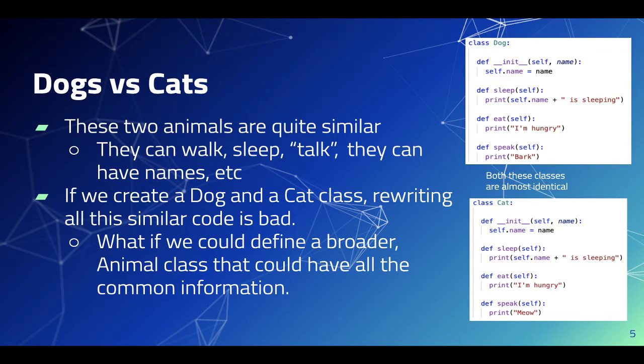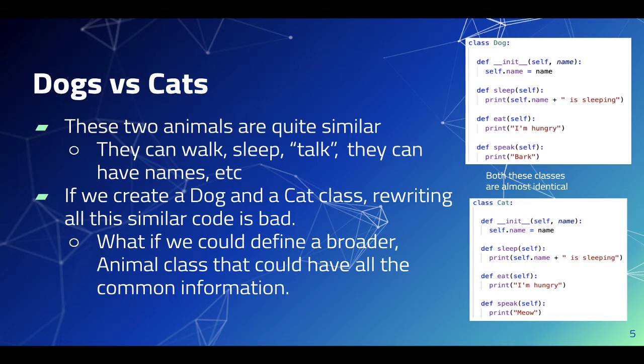So let's look at this dog and cat example. These two animals are quite similar, right? They can walk, they can sleep, they can talk, as in make any type of sound that they usually make, like a dog would bark, a cat would meow, and they can have names, etc. So there are a lot of similarities between these two classes. If we create a dog class and a cat class, rewriting all this similar code is not that good. It's not recommended, at least.